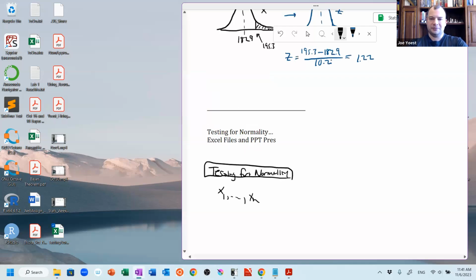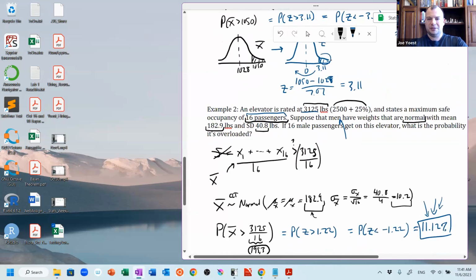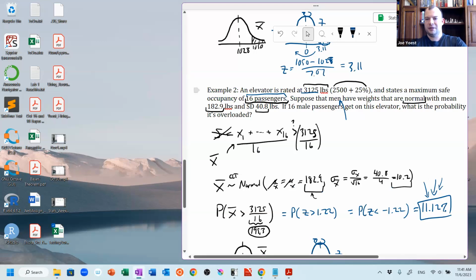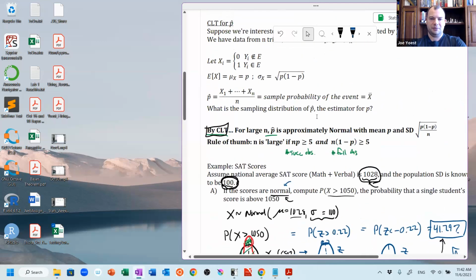Why is this important? Well, one of the reasons is, just like we said up here, we suppose that men have weights that are normal with this mean and standard deviation, and we're looking at an average of size 16. Well, we're leaning pretty heavily on this presumption that the underlying distribution is normal here. If it wasn't normal, this sample of size 16 is really nowhere near the sample size of 30 that we want to satisfy our rule of thumb. We'll also see later on for some of these other sampling distributions.